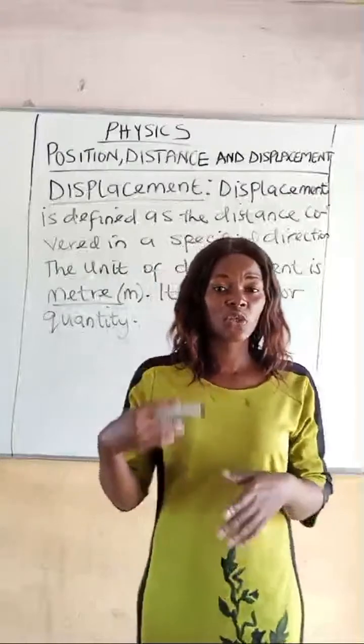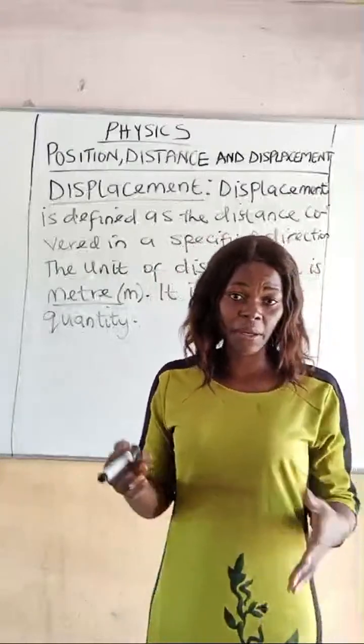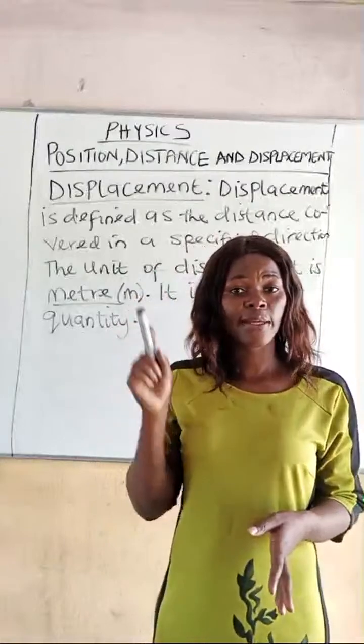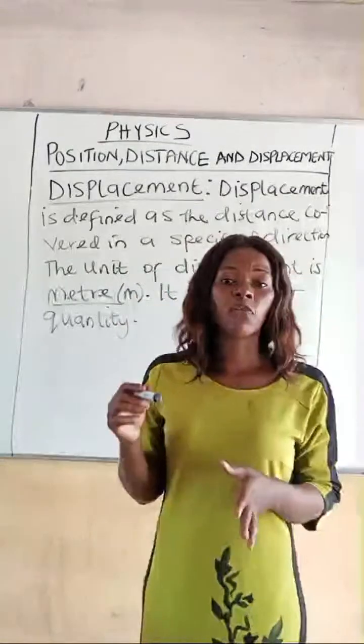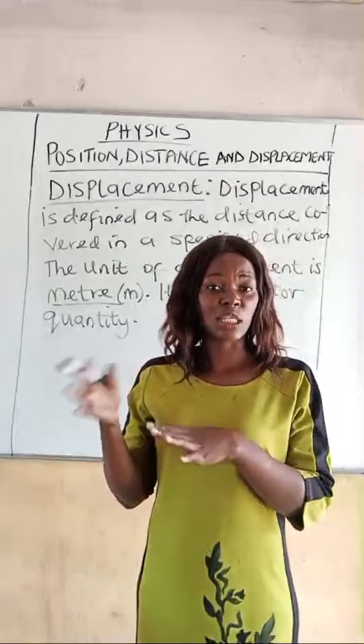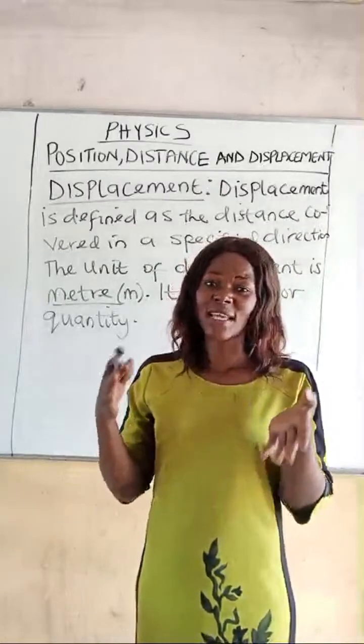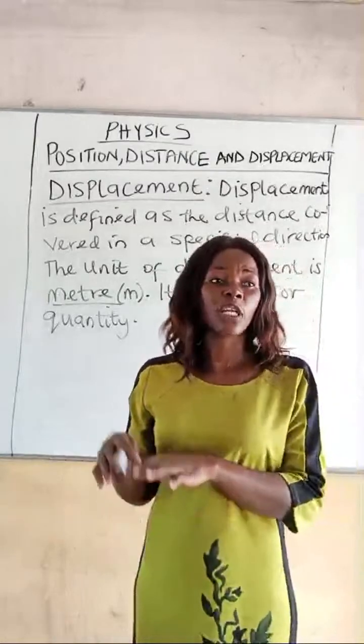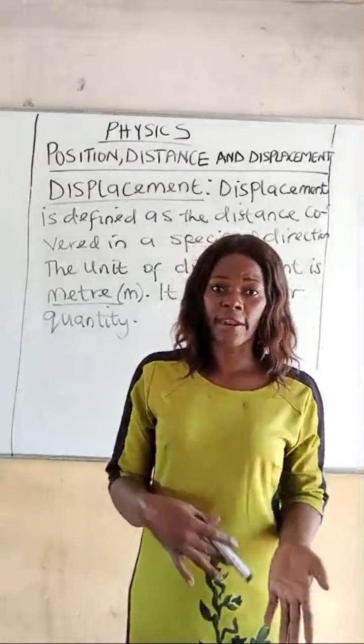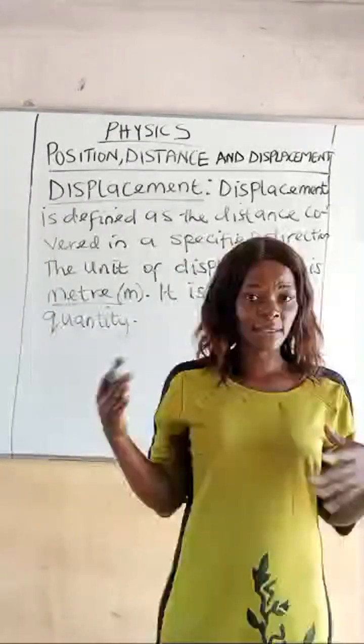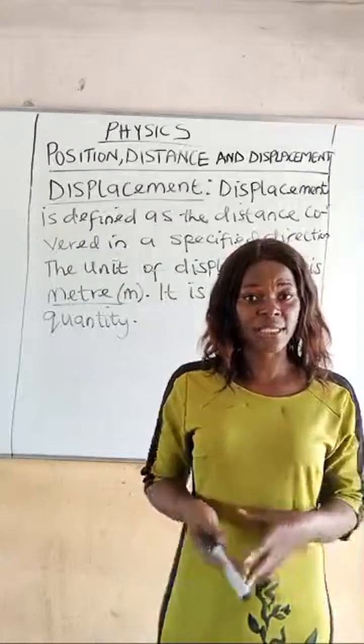And most times we use the four cardinal points to denote it. Remember the four cardinal points: north, south, east, and west. We use the four cardinal points to denote the displacement of an object because it's a vector quantity. When we solve for the magnitude, we also solve for the direction. So let us see and get the displacement of an object.